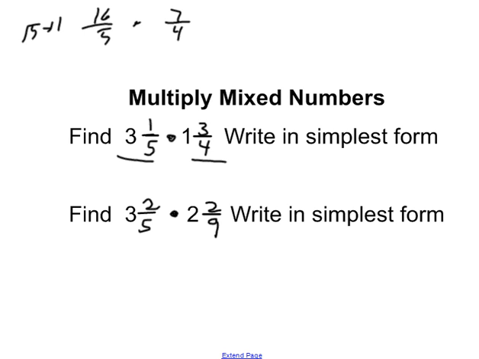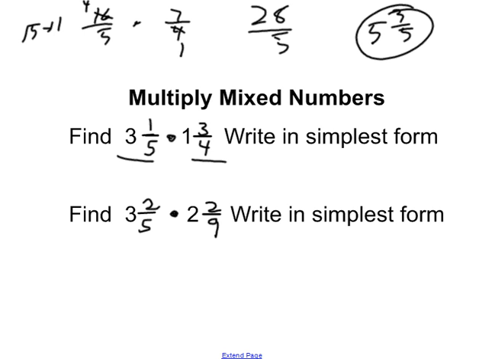16/5 times 7/4. I can do a little bit of reducing here. I can put a 4 into there 1 time, and I can put a 4 into there 4 times. So I've got 4 times 7 is 28, and I've got 5 times 1 is 5. 28/5 I can reduce. 5 will go in there 5 times, and 3/5 remainder. 5 3/5.